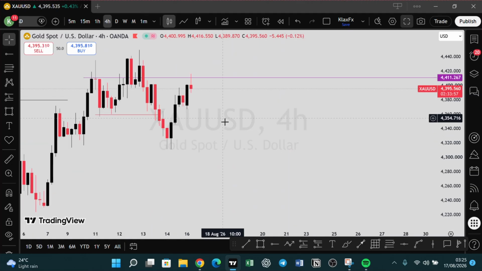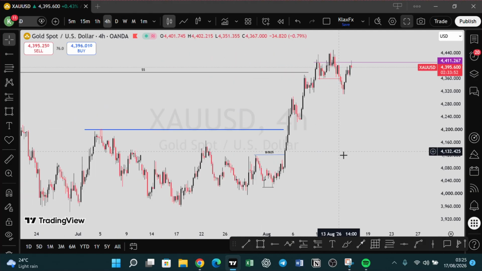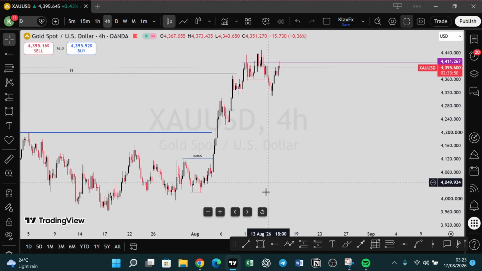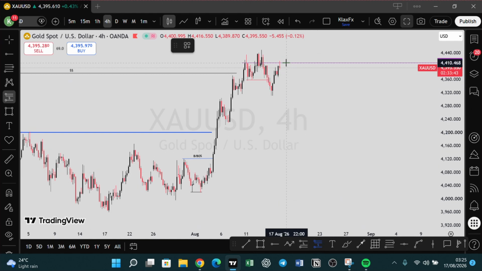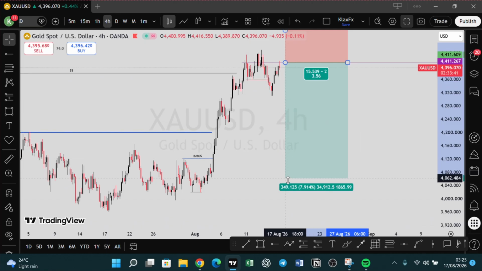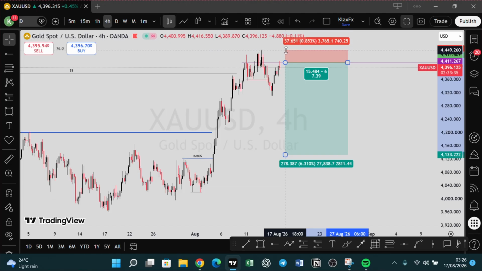Now, another thing I can see here is that price is reacting from this zone, and since we have this zone below here where we want to buy from, that is why I have taken this trade from here, taking a short trade here, targeting this low, at least up to this point here. Above this place.